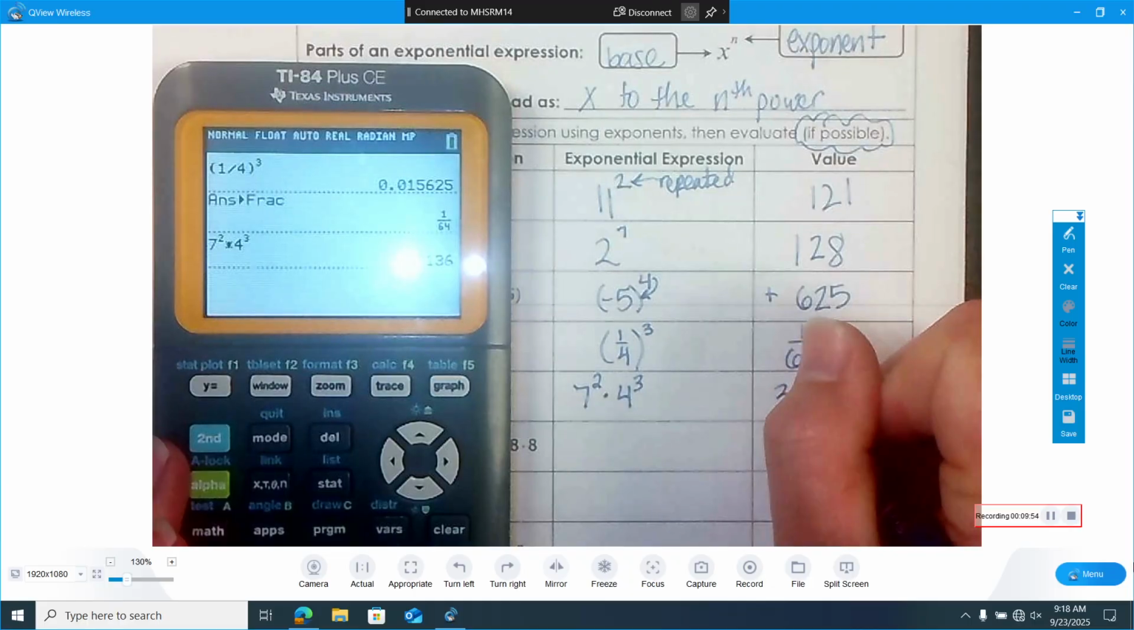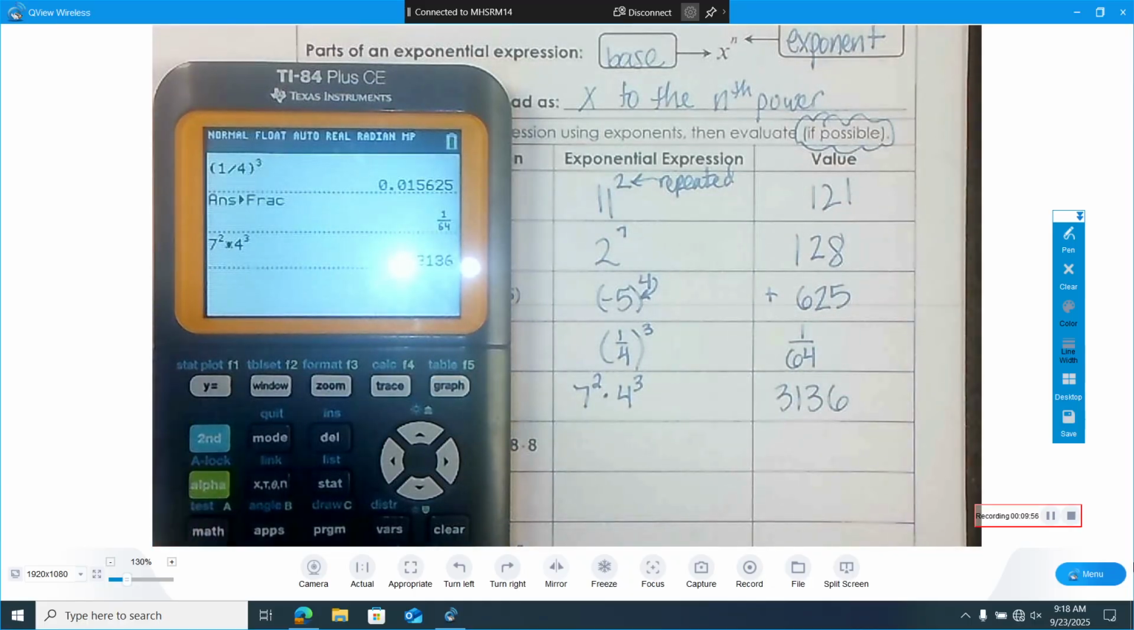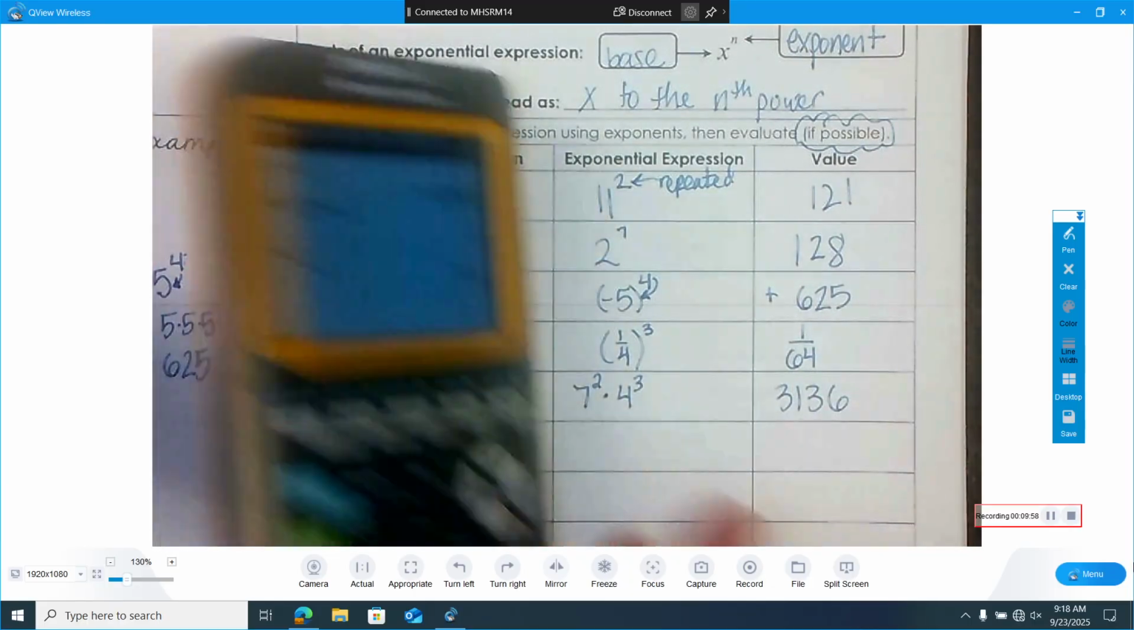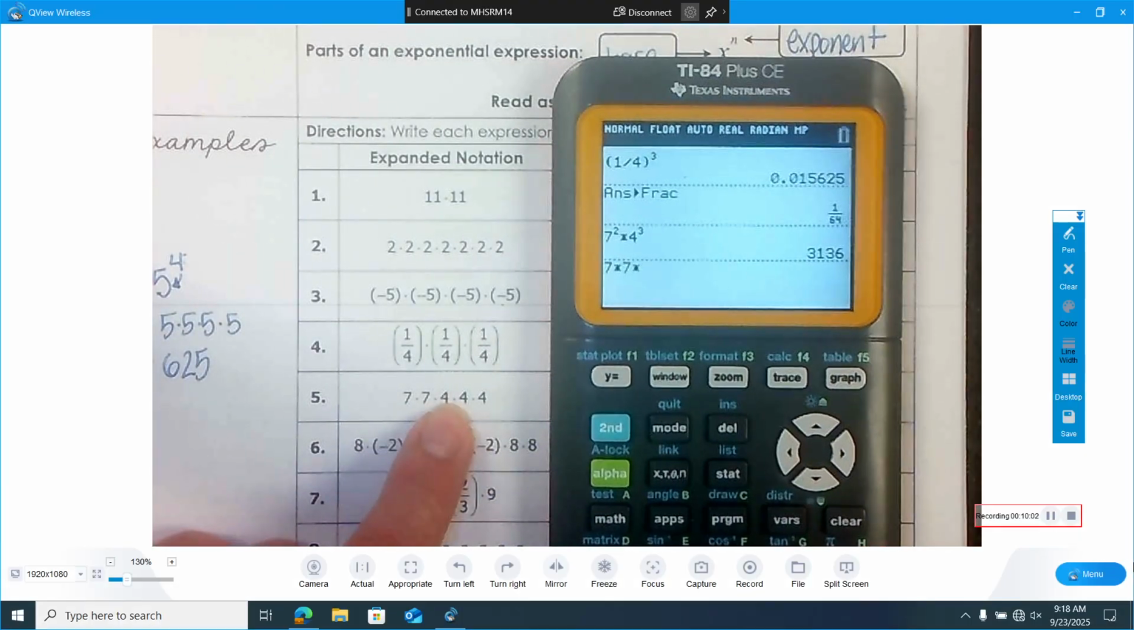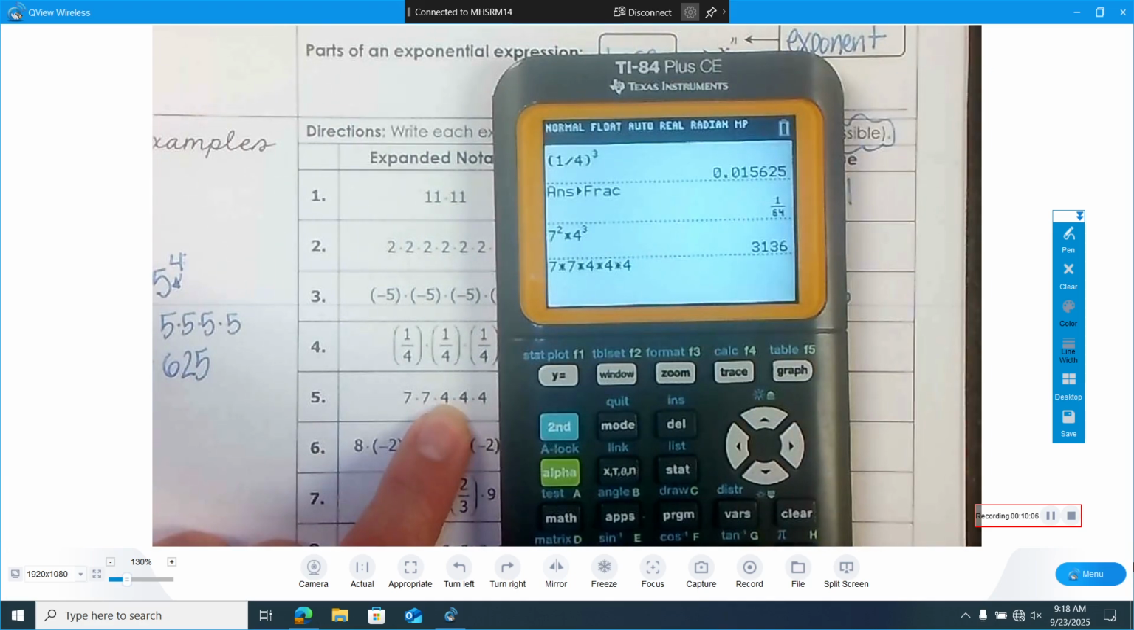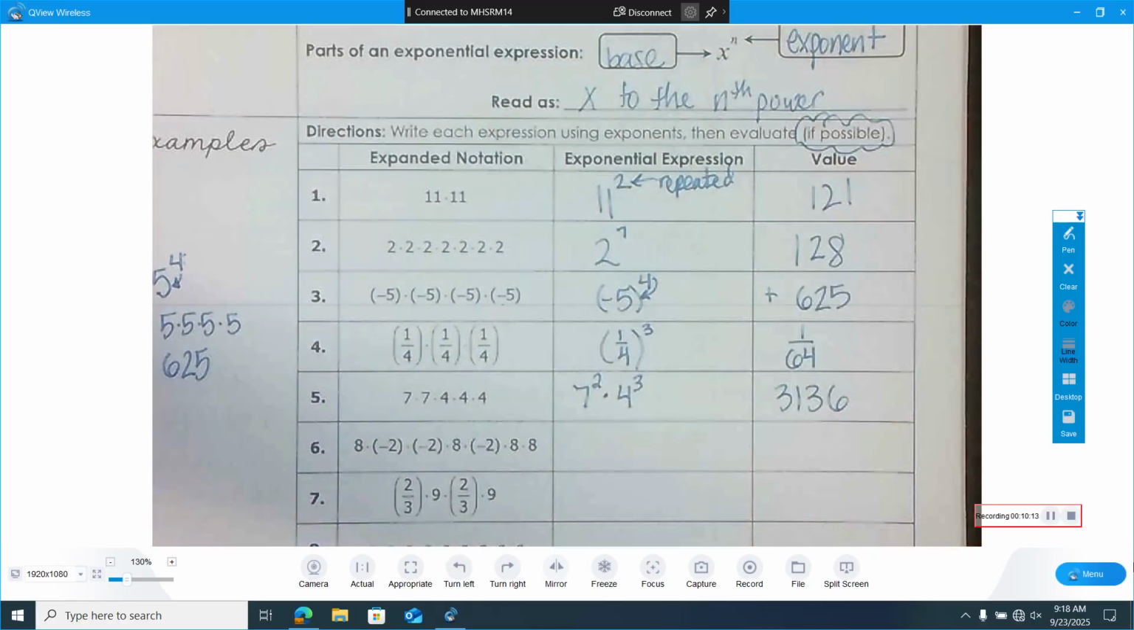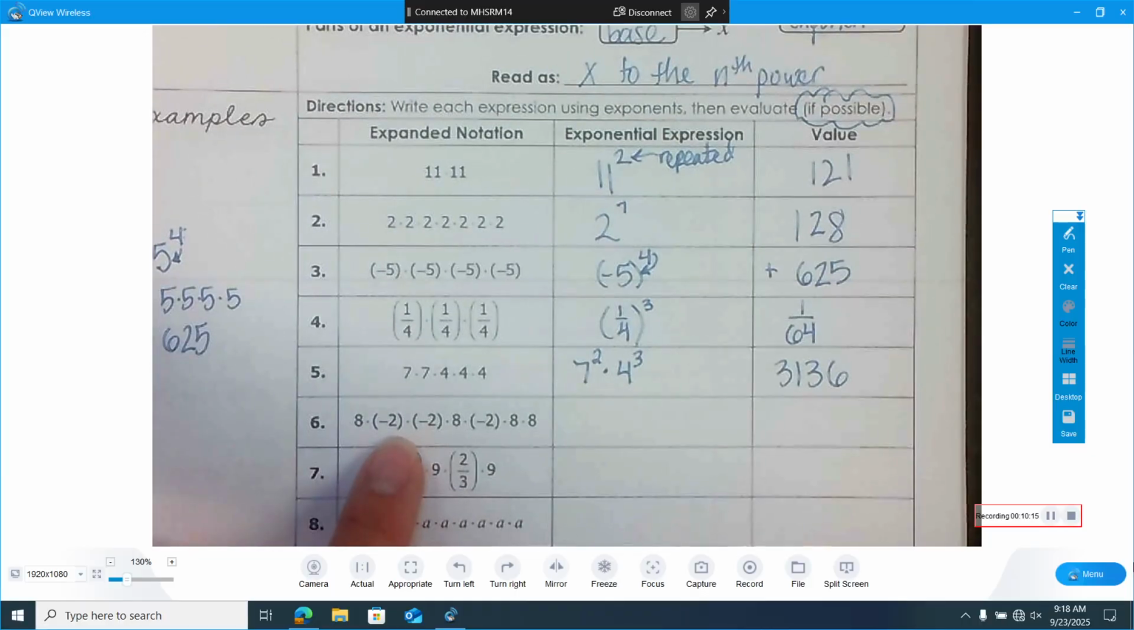Okay. All right, what is that? 3136. Crazy. You could also double check, did I do it right? 7 times 7 times 4 times 4 times 4. We should get the same thing, shouldn't we? Yeah. 3136. So you can absolutely check both. Always a good thing.